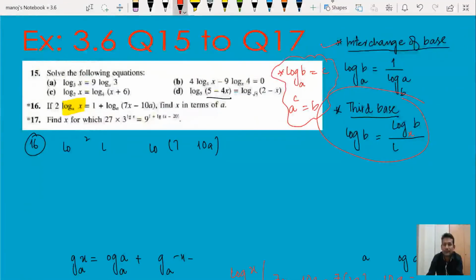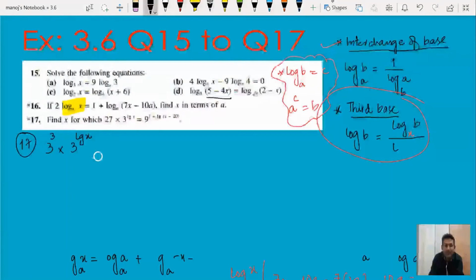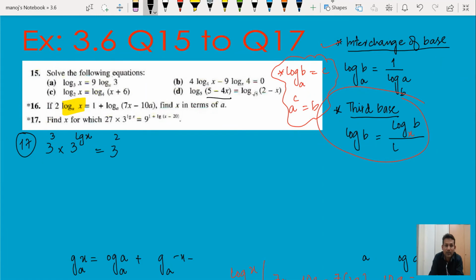So next is question number 17. Let's see. 27 to the power 3 log x... I can make this 27 as 3 power 3, times 3 power log x. Remember, log means base 10, is equal to 9, which is 3 squared, and I write in the bracket the whole term 1 plus log x minus 20.